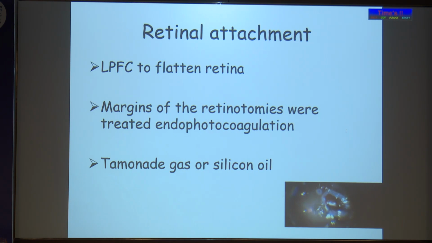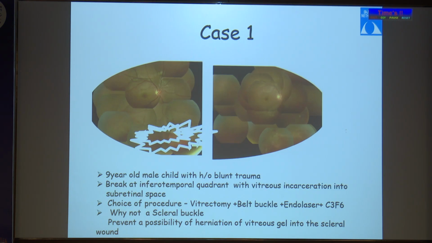So now this is the same fundus of the patient whom I showed you the ultrasound. The ultrasound is very classical, and you should be able to identify it. Now here I'm going to show you two cases which I've operated. This is case 1, a 9-year-old male with a history of blunt trauma, with a break at the inferotemporal quadrant with vitreous incarceration. So here it's only the vitreous in the subretinal space.